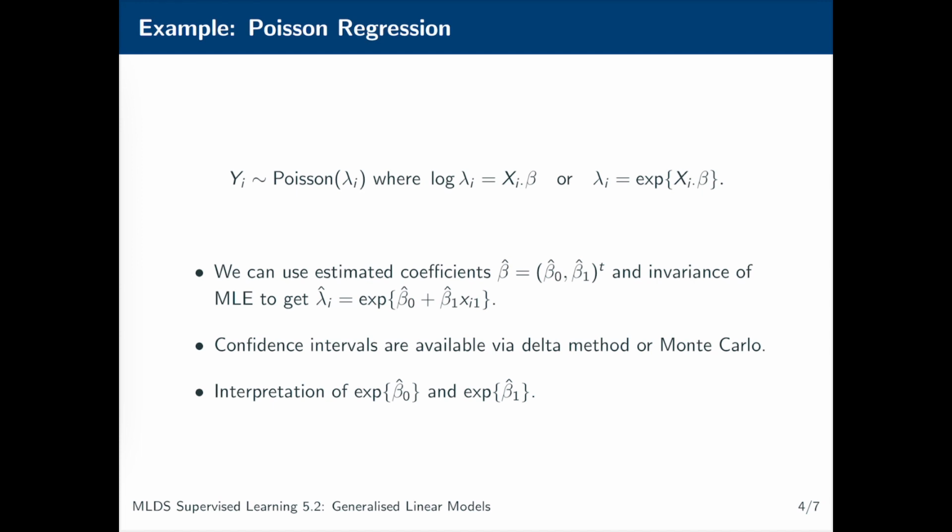Under this fitted model, we can interpret the exponential of beta 0 hat as the expected number of defects in a cloth that is of average length, and the exponential of beta 1 hat as a factor by which this is going to change for every additional meter of cloth.